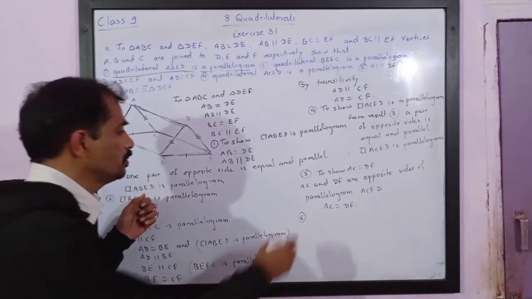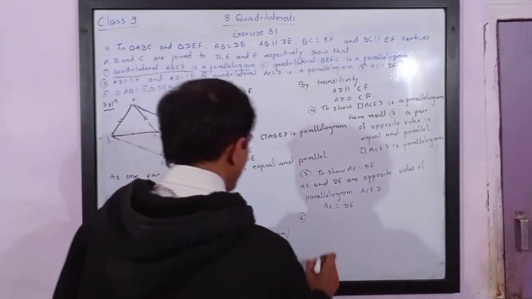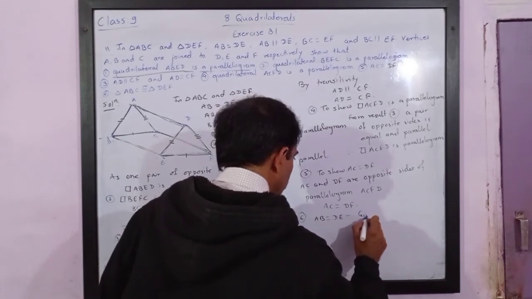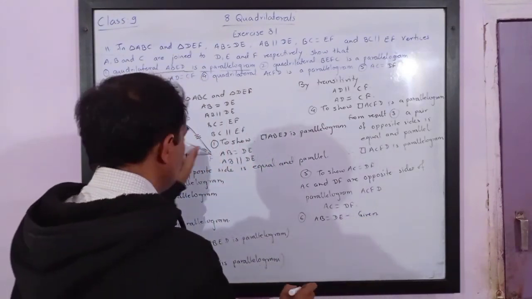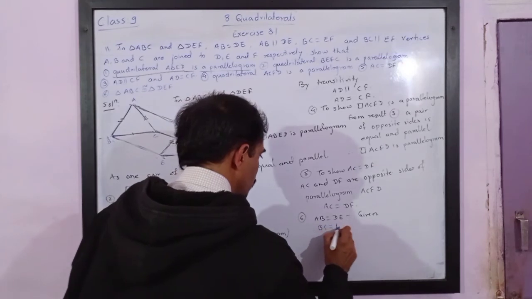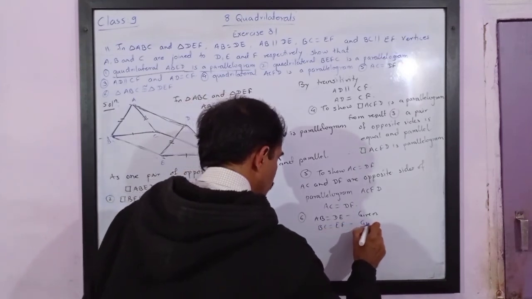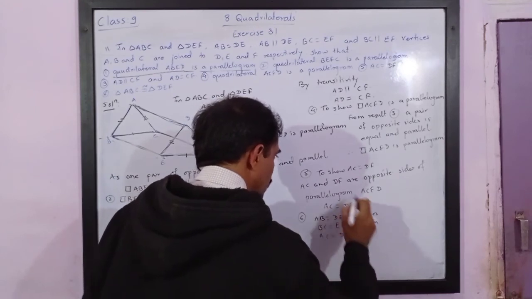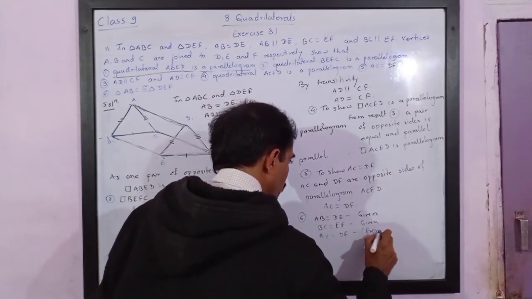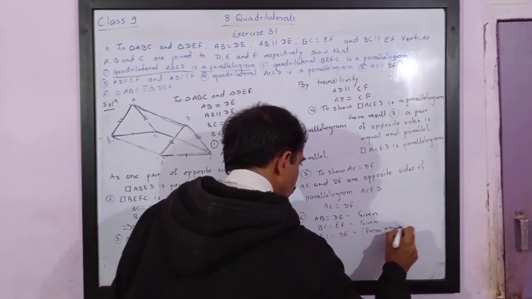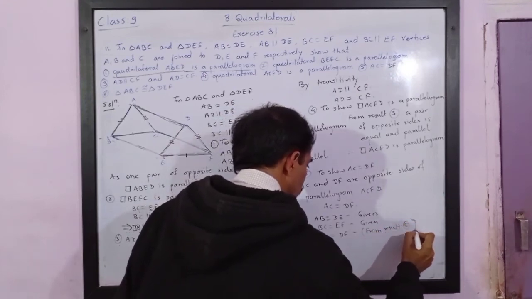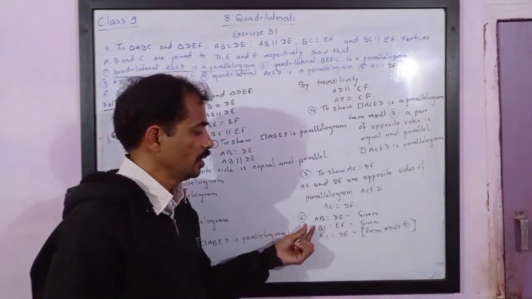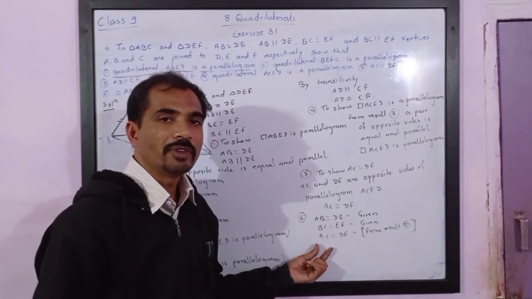So we will get here AB equals DE. Reason is given. Then BC equals EF. This is also given. AC equals DF, from result 5. So we have got two triangles congruent by SSS test, but one-to-one correspondence is very important before writing the congruency.